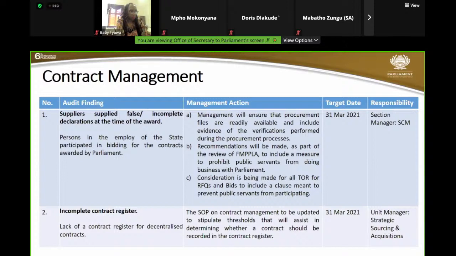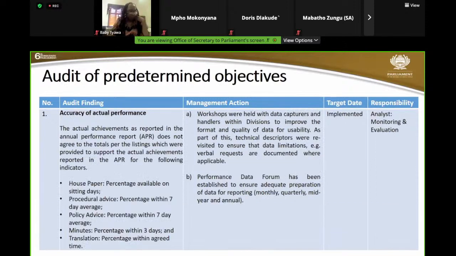Members, the issues that relate to the performance information or the audit of predetermined objectives are in the next slide. There were three issues that were raised, and I'll just talk to the management action because the action will address all the issues that have been identified that related to inaccurate performance. Some of the listings were not accurate, and in some areas, the evidence was not sufficient. In terms of this, the action that management has undertaken so far was that workshops were held with the data capturers in each division to improve both the format and quality of data for usability.